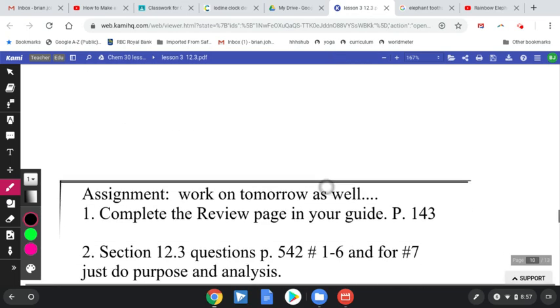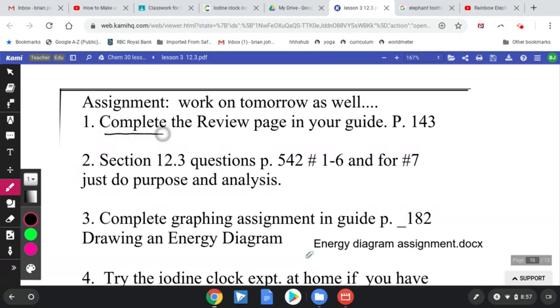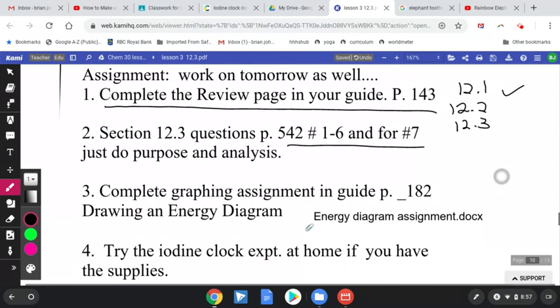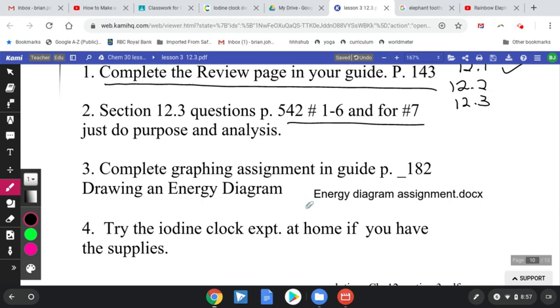And back to... So where do we finish today? You've got one good review page in your guide, page 143. It kind of summarizes 12.1, 12.2, and 12.3. You've got some textbook questions that you can work on. Tomorrow, Thursday, is going to be like a review class, and you will be given time to work on the graphing assignment that I am hoping to collect from you at the end of the week, and work on that iodine clock if you have the supplies.